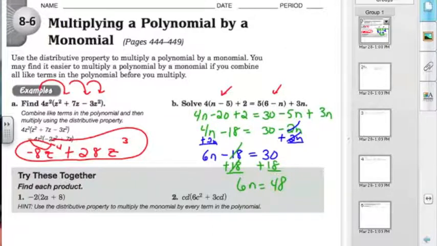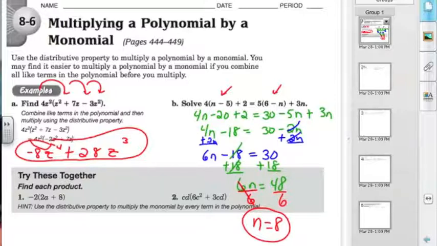At this point, 6 is being multiplied by n. To undo that, you do the inverse, which is to divide. 6's cancel out. N equals, what should this be? 6 goes into that. How many times? 8 times. Okay, so 6 goes into 48 8 times, so the n is 8.